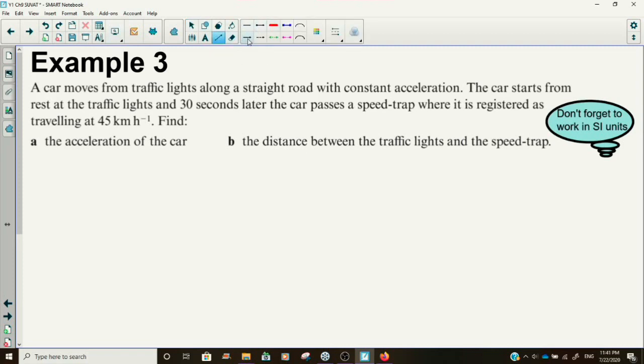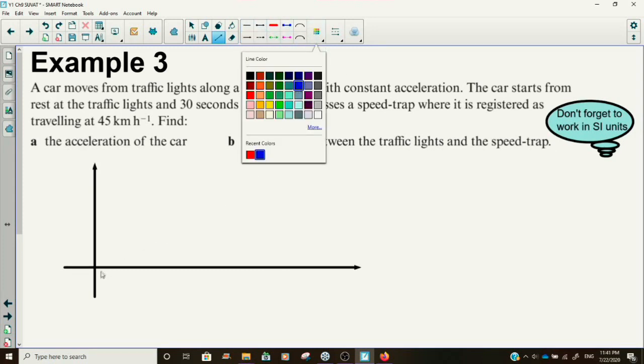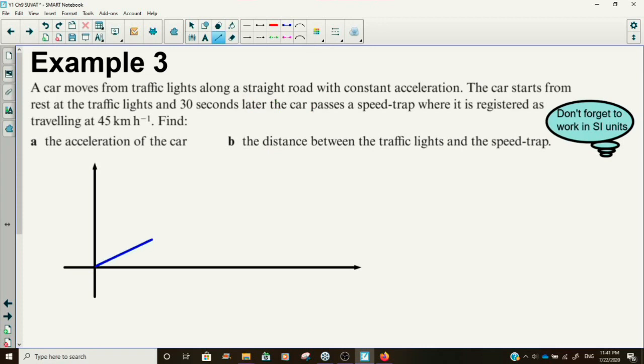Okay, I'm going to draw some axes first. And essentially this question is quite easy. We've just got a car that's travelling from rest until it gets to a certain speed. And we can mark those speeds off as well. So velocity, time. Need to work out this speed here, this final speed.